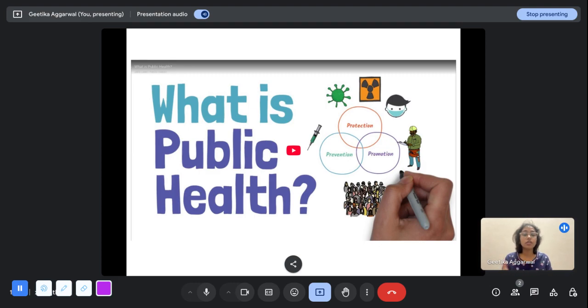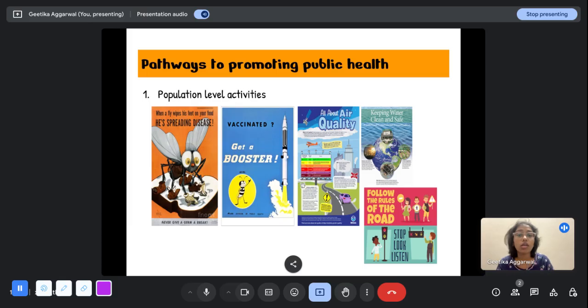So there are these three different factors. When you're talking about protection, you're trying to protect people from the spread of infectious diseases, from certain environmental hazards, and from different work hazards that people might be facing in their occupations. When you're talking about promotion, you're trying to promote the social well-being and the emotional and mental well-being of people. Talking about prevention, you're trying to prevent the spread of diseases by vaccinating people or by asking people to get themselves screened against cancer or upcoming diseases, things like that. And that is what all comes under public health.